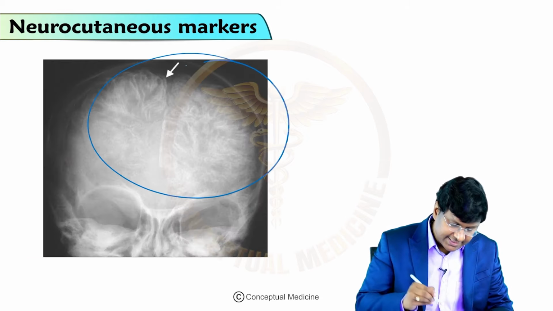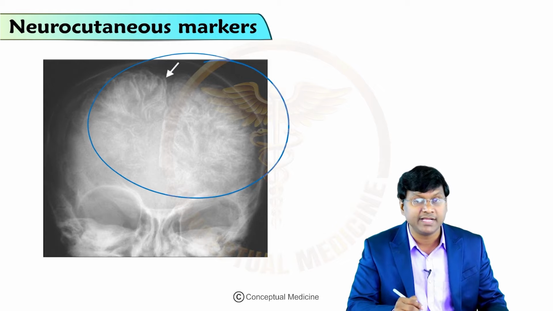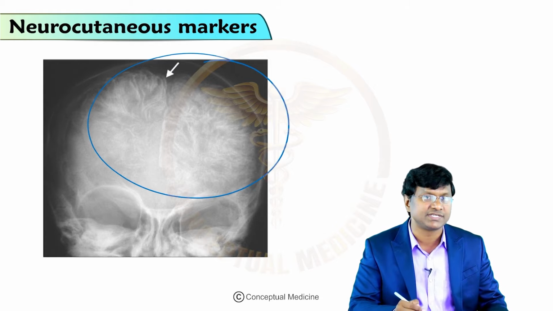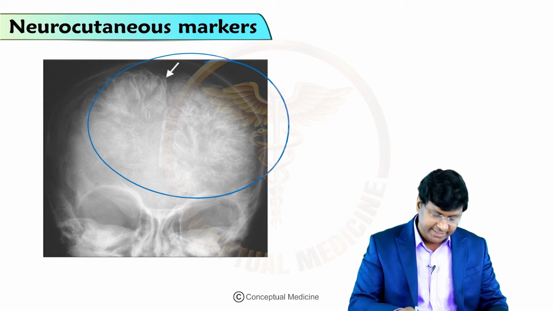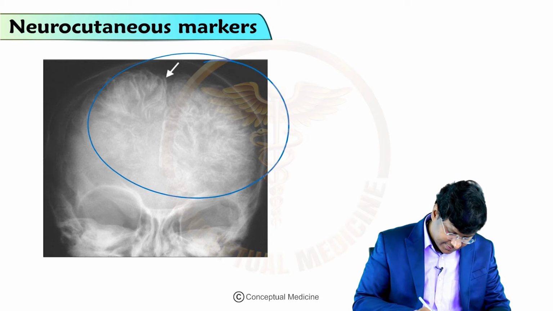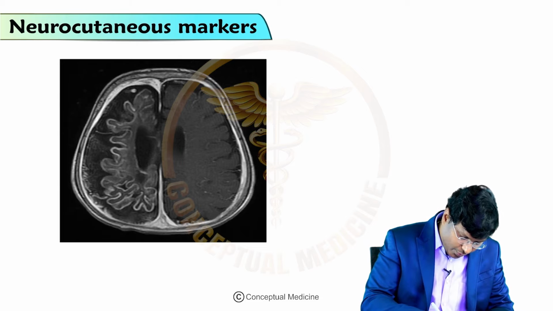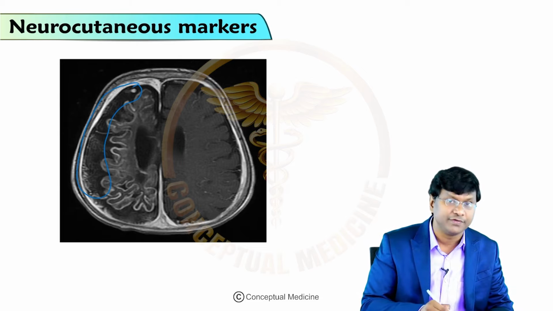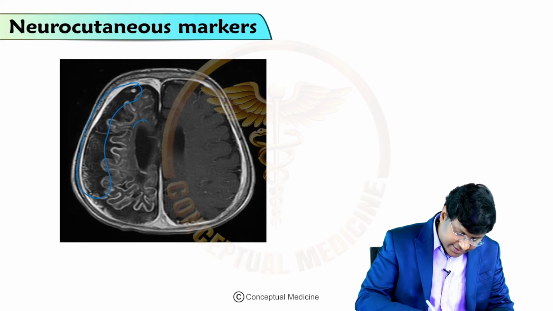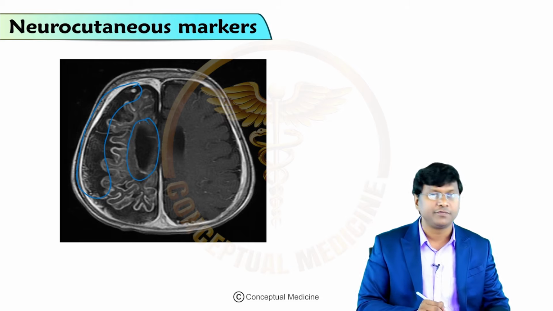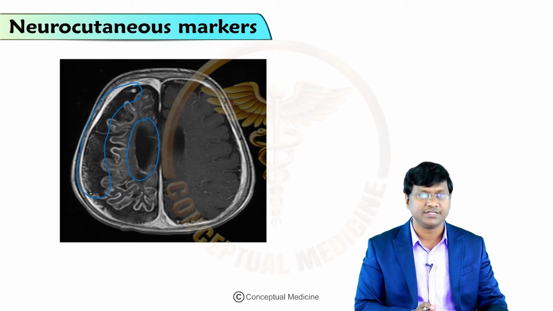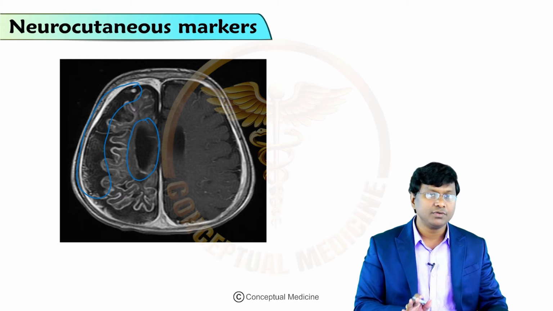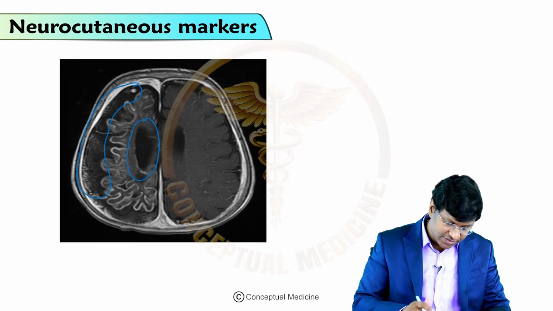So this will be the serpentine appearance or railroad track appearance in the X-ray skull of the patients with Sturge-Weber syndrome, right? And this will be the CT scan wherein you can observe the cortical atrophy. And you can also make out that there is ipsilateral dilatation of the lateral ventricle within the imaging, right? So this is about the Sturge-Weber syndrome.